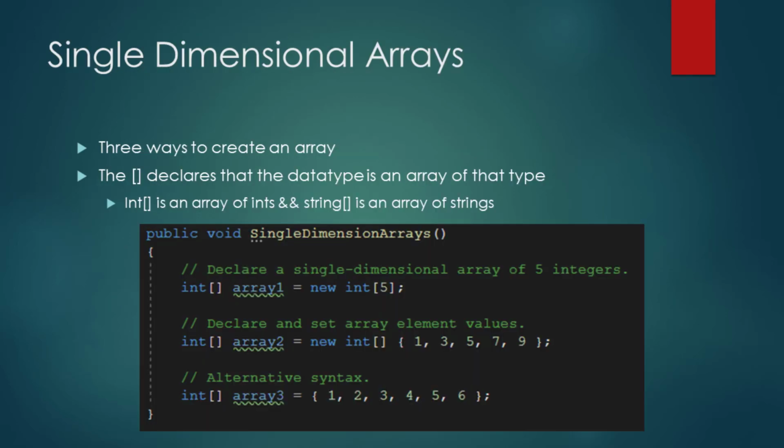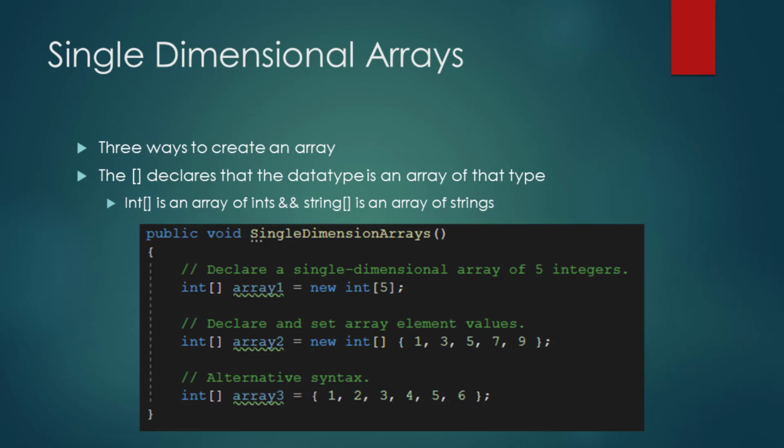The first is to create a new array full of default values. In the first line of our example code, we have int[] array1 = new int[5]. Let me explain what each part means. The int[] array1 declares that the array1 variable will reference an array of int variables, and the square brackets next to int declare that we are creating an array. The new keyword creates a new array, and int[5] declares that the new array will hold 5 int values.